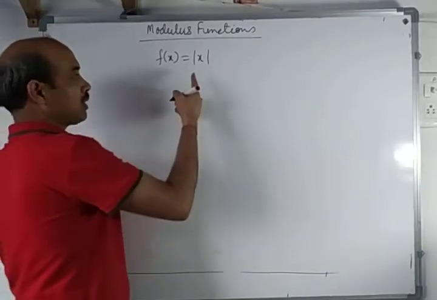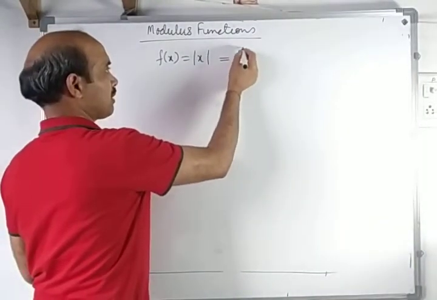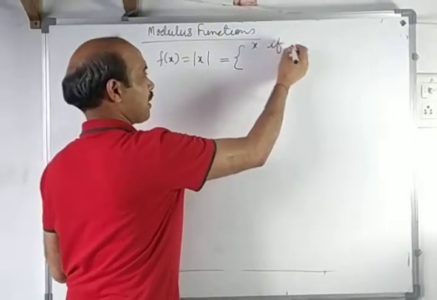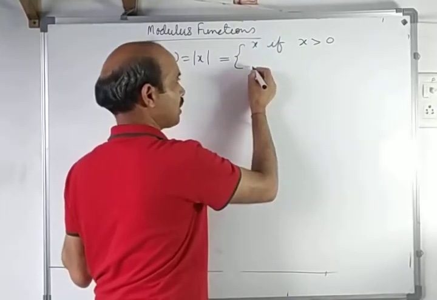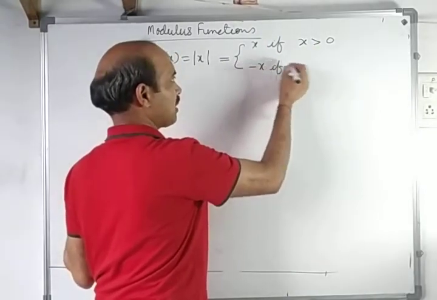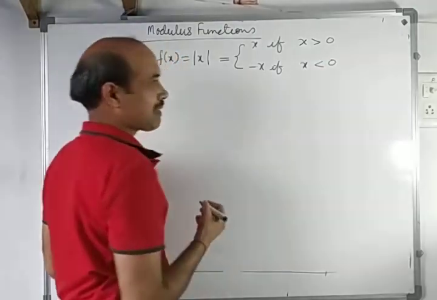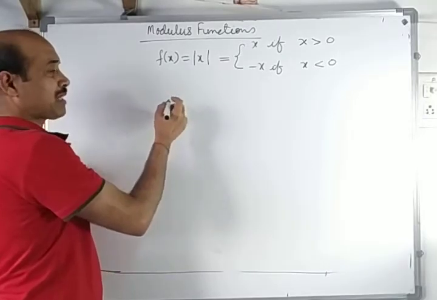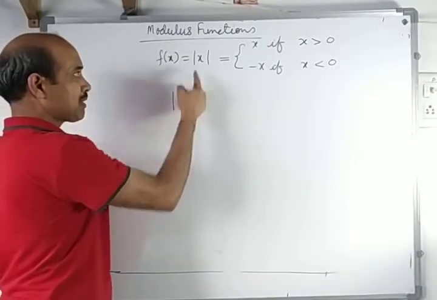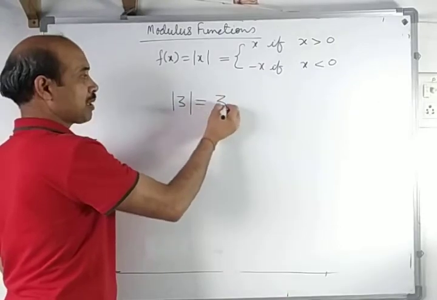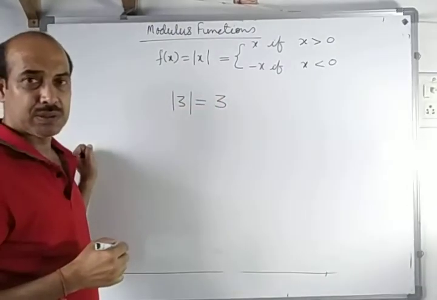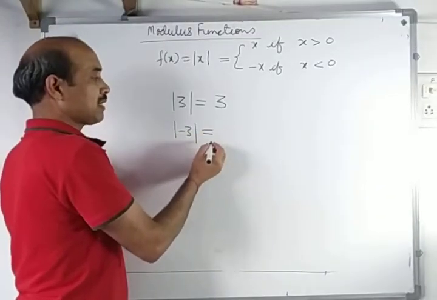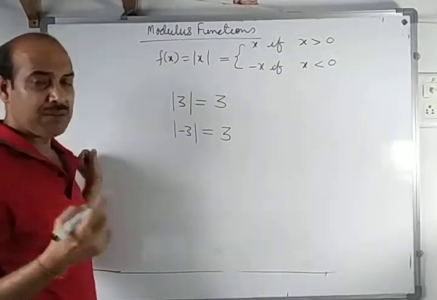To know more about it, we can also write this. The value of mod x will be x if x is positive, and it will be minus x if x is negative, or less than 0. We can see this with some examples. If you put 3 in place of x, then the answer will be 3 only, which is plus 3. But if you put minus 3 in place of x, then we will have plus 3.